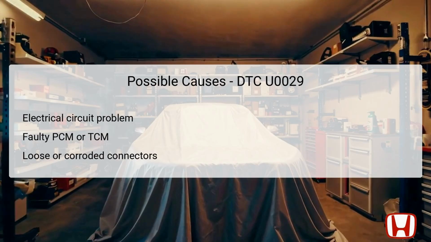A faulty powertrain control module, PCM, or transmission control module, TCM, can also result in communication failures, as they are integral for data management. Additionally, loose or corroded connectors in the wiring harness can impede signal transmission, compounding the issue. Each of these probable causes underscores the importance of ensuring all connections are secure and that the wiring is intact, especially when troubleshooting both the PCM and TCM.